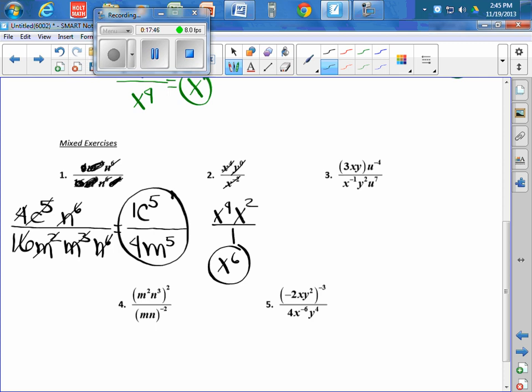Look at number 3. Is the parentheses 3xy raised to the negative 4 power? No, it's just the u, isn't it? All right, so I'm going to need a fraction bar. And my point here is that when I take out the parentheses, nothing changes. There's no exponent over the 3xy that changes anything there, so it's just going to be 3xy.